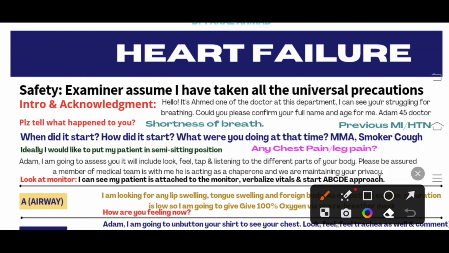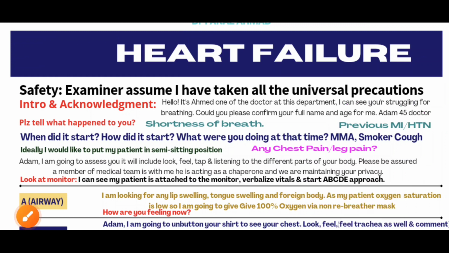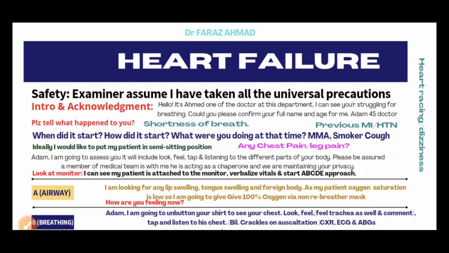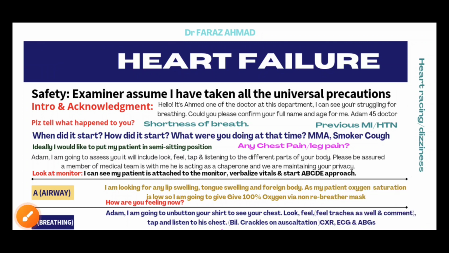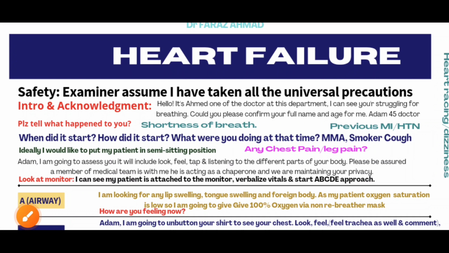and the allergies. Please keep in mind, patient will give you the history: doctor, I had myocardial infarction 2 years back, or patient can give you the history: doctor, I am hypertensive for 5 years and I am taking this medication and this medication. And one other thing which you have to ask in the heart failure station, when patient gives you the history, doctor, I have myocardial infarction or I am hypertensive, you have to ask about the heart racing and dizziness. These are the two other important questions which you have to ask in the heart failure station.